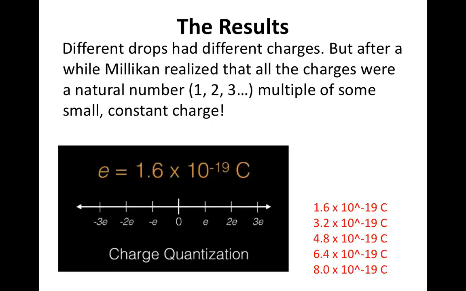So if we look at some results, different drops had different charges, but after a while he realized that all of the charges were a natural number multiple of some small constant charge. If one electron is 1.6 times 10 to the minus 19 coulombs, the possibilities are 2 times that, 3 times that, 4 times that, 5 times that, or the negative versions of it. So the results showed this quantization of charge.